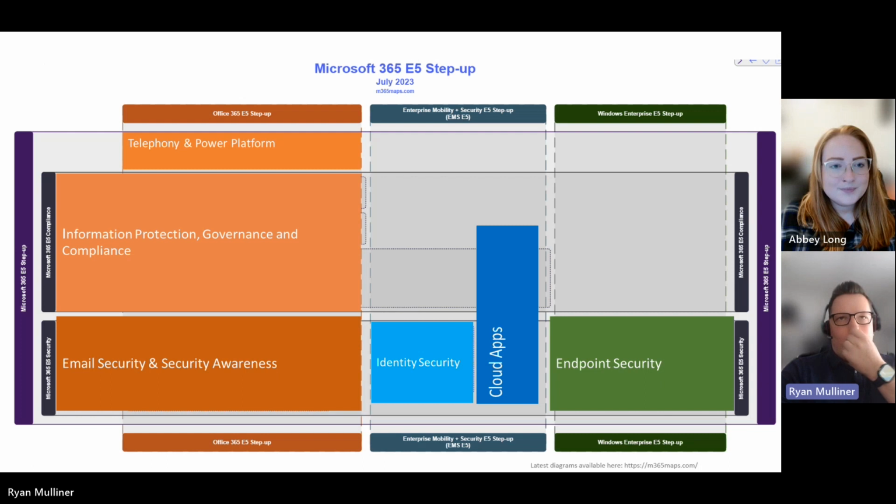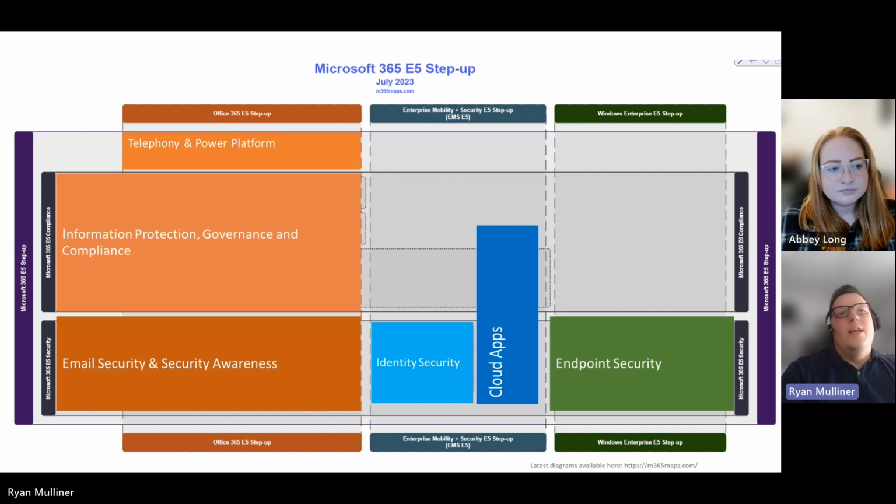Yeah, so following up from what Abbey said, there's many different components bundled into different mini suites. So it can be achieved in many different ways. And with the latest comparison chart available this month, the features of E5 are split into 6 different feature sets. Phone and Power BI platform, information protection and governance, email security and awareness, identity and security, cloud apps, and endpoint security. So you can purchase this in many different ways.